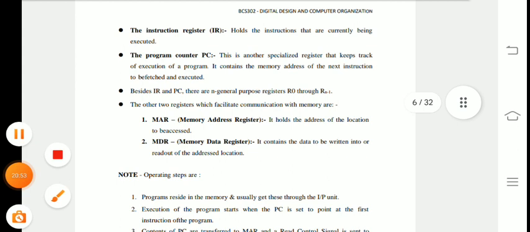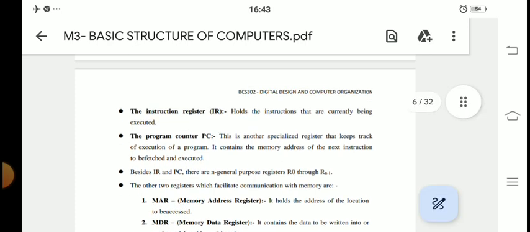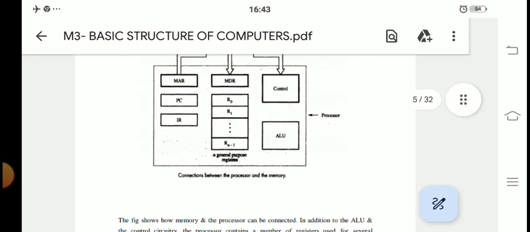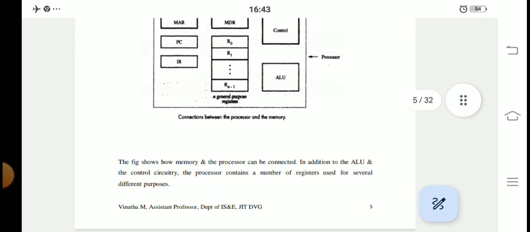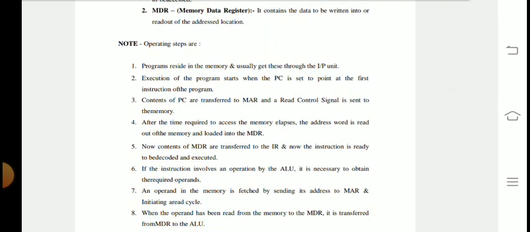So MAR and MDR I have already told. MAR is the memory address register. It holds the address of the location to be accessed. MDR contains the data to be written into or read out of the addressed location. I guess you people have got a basic idea about how the connection is established between a processor and a memory. In the next video, let us consider one example and look into the operation steps.